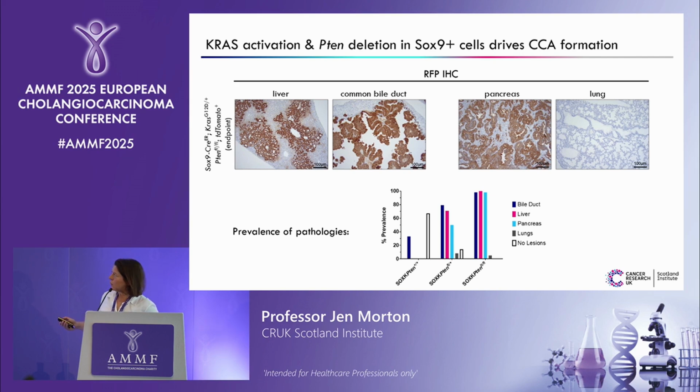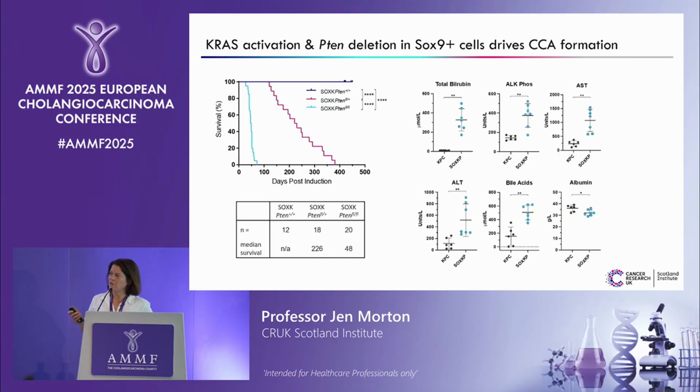But actually, when you look at the prevalence of pathologies in our homozygous mice, we get 100% incidence of tumours in the bile duct and in the liver. We do get pancreatic as well, but that's not what they die from. So this is deaths due to cholangiocarcinoma specifically. And you can see it's actually a really rapid model. Even the heterozygotes are pretty rapid, but the homozygotes are a very rapid model. And we see liver dysfunction and a lot of the blood markers that are seen in the clinic.